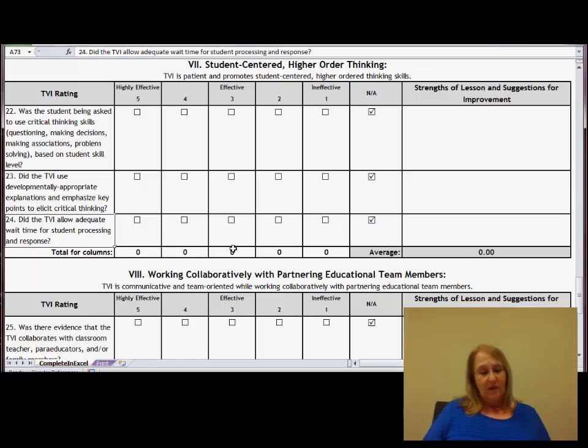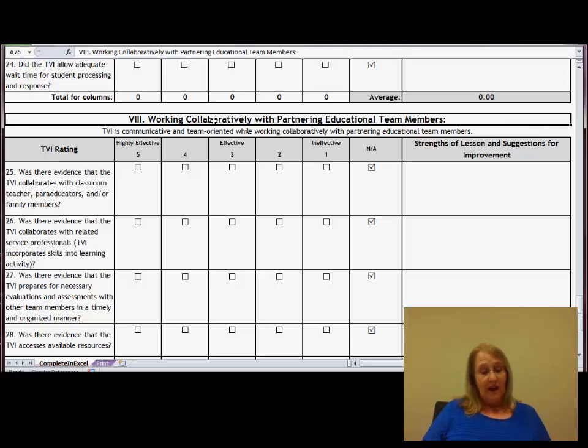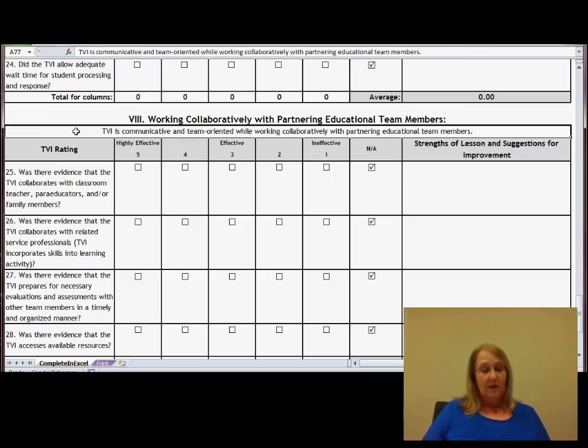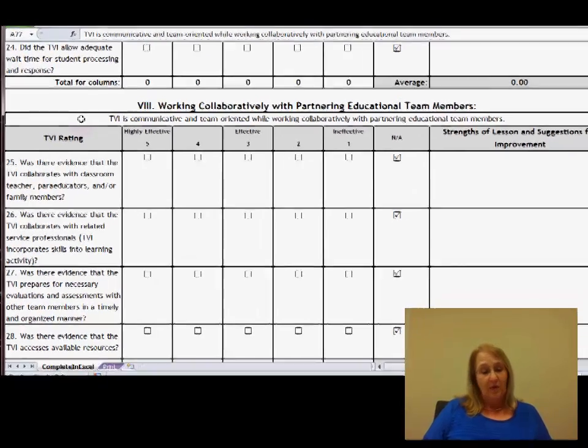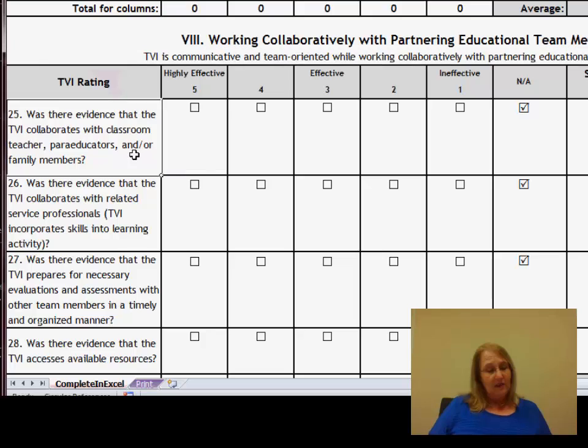And then the last section, number 8, is working collaboratively with partnering educational team members. And the TVI here is communicative and team-oriented while working collaboratively with partnering educational team members. And partnering team members can be classroom teachers, related service personnel, family members, whatever would be appropriate. So number 25 says, was there evidence that the TVI collaborates with classroom teacher, paraeducators, and or family members?